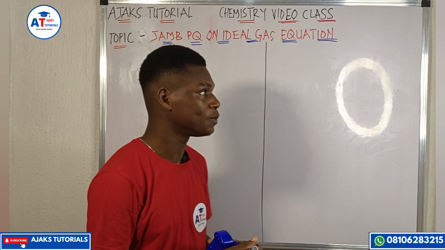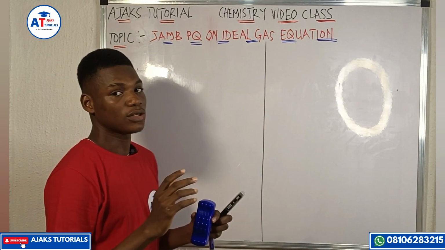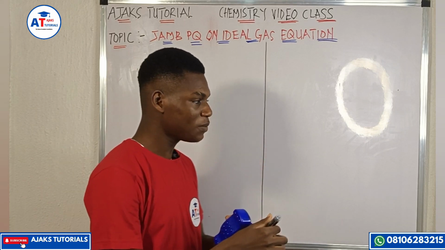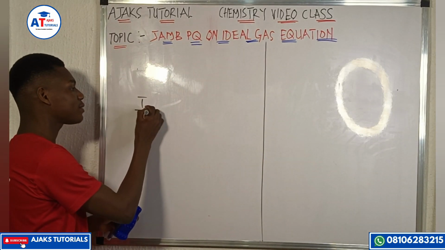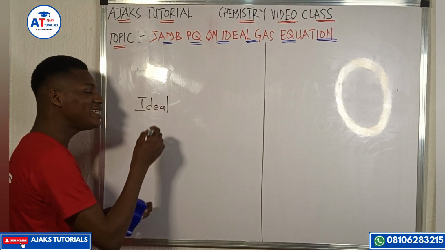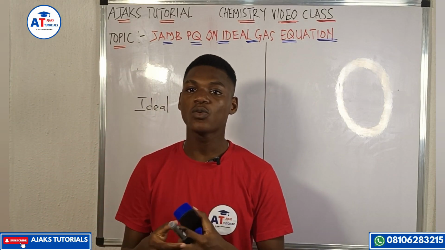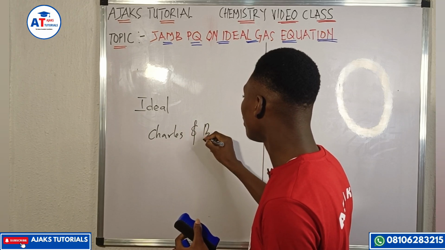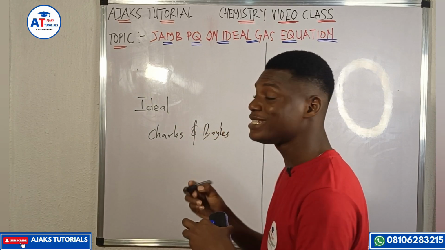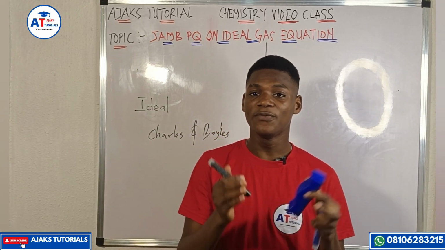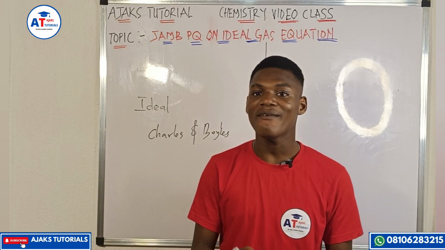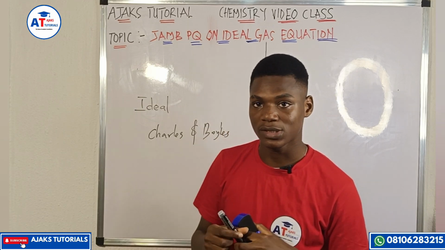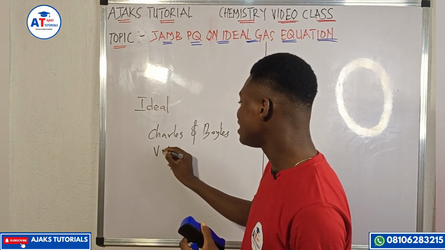Now when we talk about ideal gas equation, first let's discuss what an ideal gas is. An ideal gas is a gas that obeys Charles' law and Boyle's law. So I hope you have not forgotten Charles' law and Boyle's law. Charles' law states that the volume of a fixed mass of gas is directly proportional to the temperature, provided that pressure remains constant. So Charles' law talks about V is directly proportional to T.